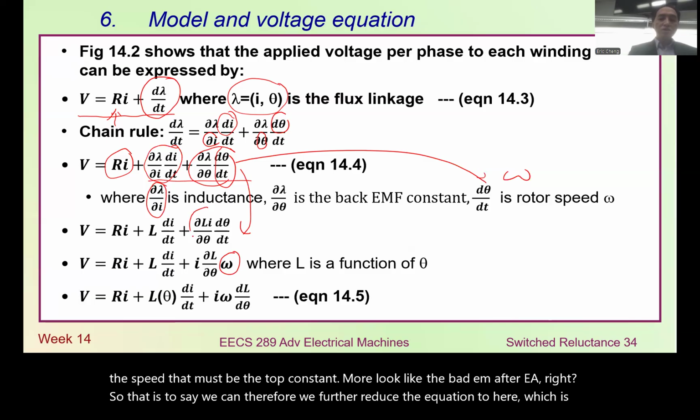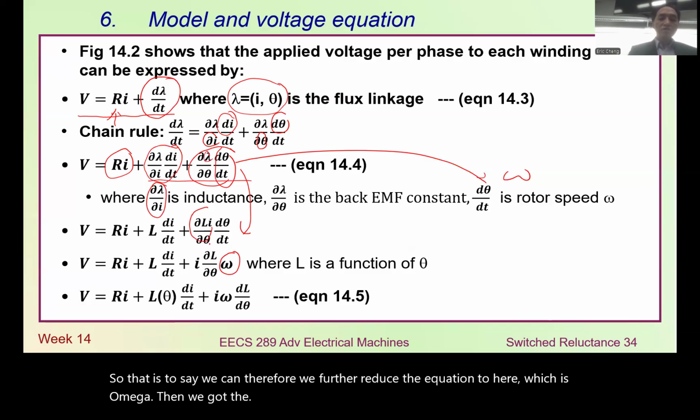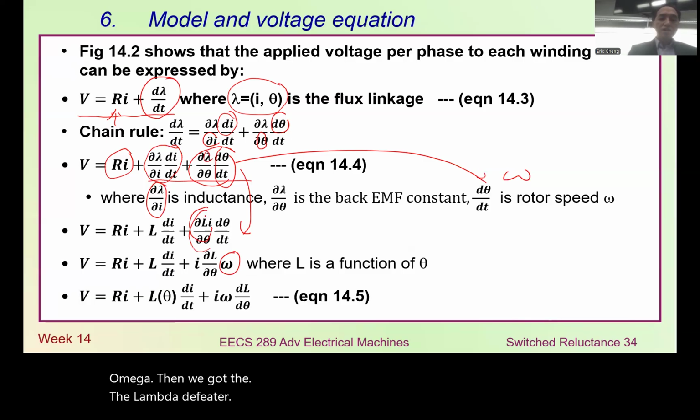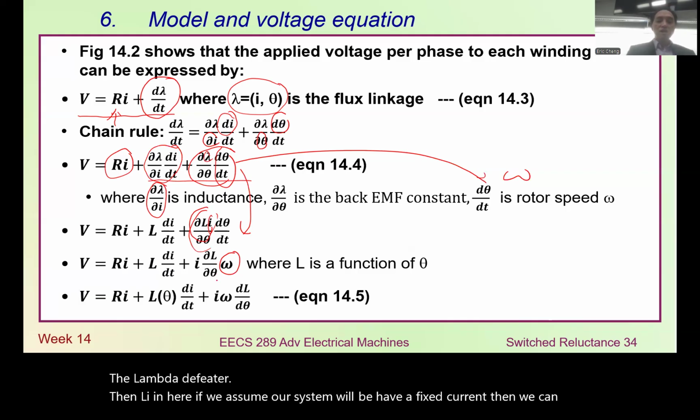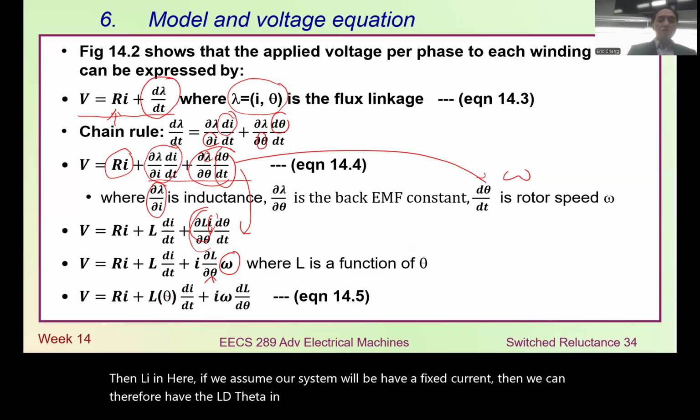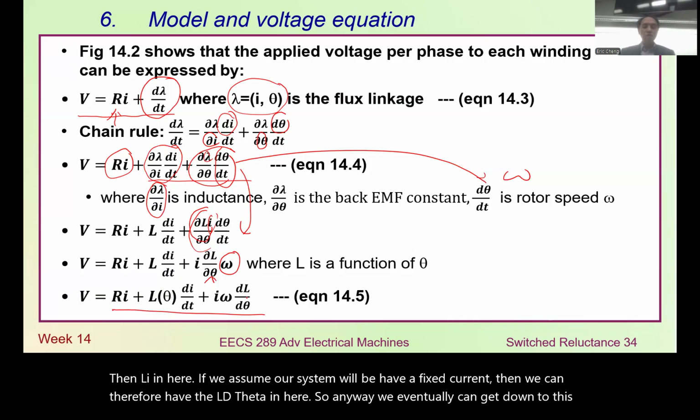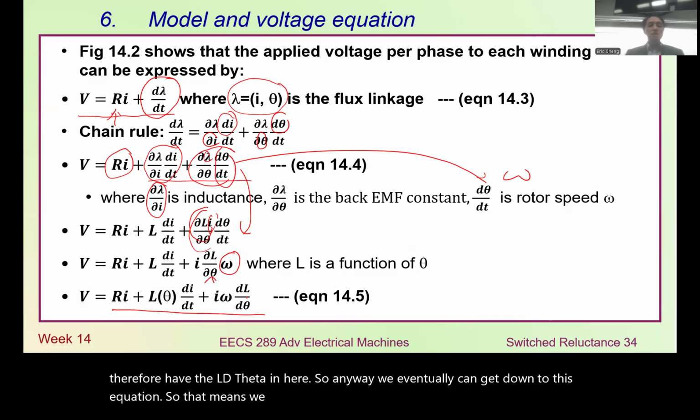Then we got the d lambda d theta. Then Li in here, if we assume our system will have a fixed current, then we can therefore have the L d theta in here. So anyway, we eventually can get down to this equation. So that means we have three terms here.